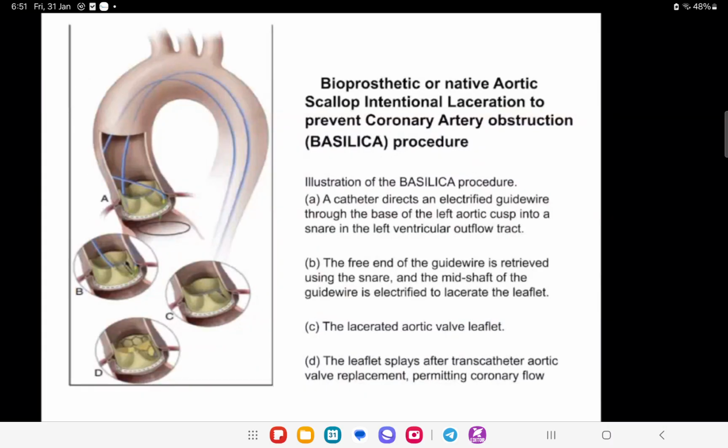Bioprosthetic or native aortic scalloping, intentional laceration to prevent coronary artery obstruction: the BASILICA procedure. Illustration of the BASILICA procedure: a catheter directs an electrified guide wire through the base of the left aortic cusp into a snare in the left ventricular outflow tract. The free end of the guide wire is retrieved using the snare, and the mid shaft of the guide wire is electrified to lacerate the leaflet. The lacerated aortic valve leaflet splays after transcatheter aortic valve replacement, permitting coronary flow.